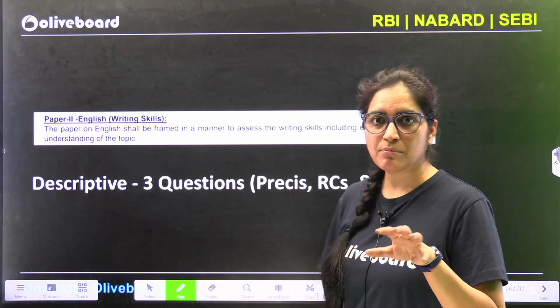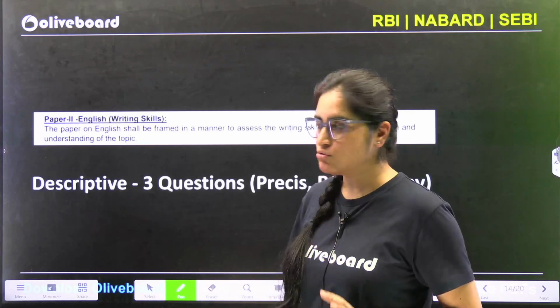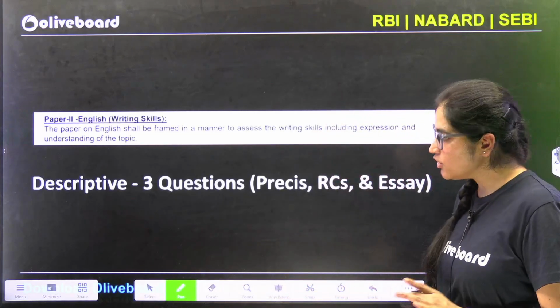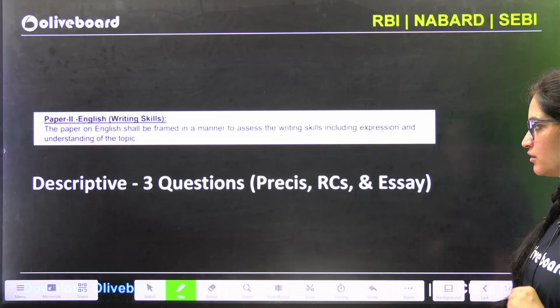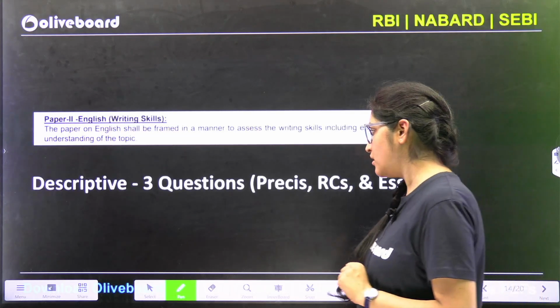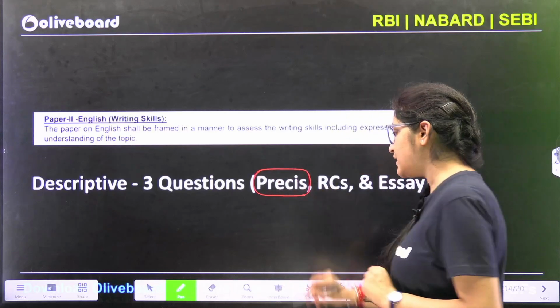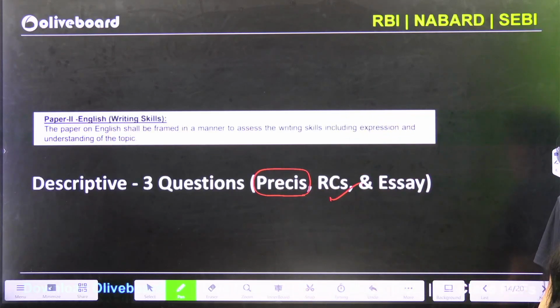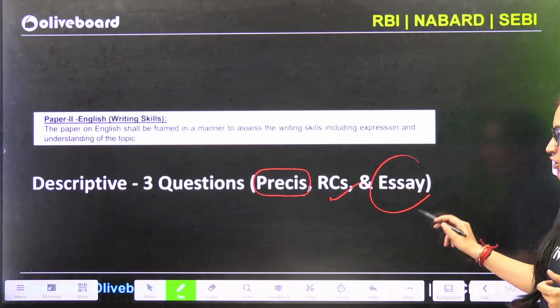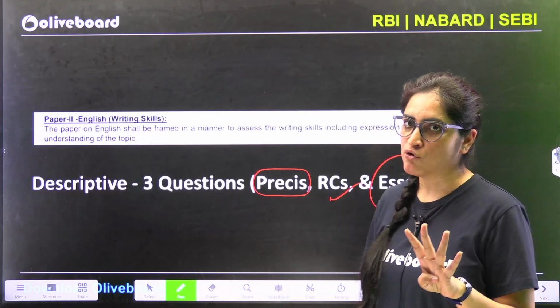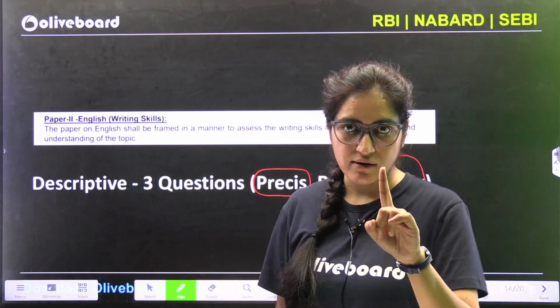coming back to the paper 2 of your phase 2, that is English. In your English, there will be 3 questions, as I have told. You will be given 1.5 hour. One question will be there from Precis writing, one from RC, that is comprehension, and one will be your essay. You will be provided with 4 essays, out of which you have to just attempt 1.